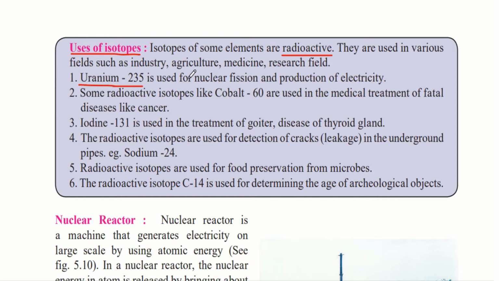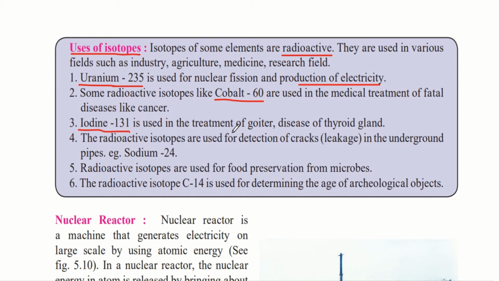Uranium-235 is used for nuclear fission and production of electricity. So, uranium-235 is one of the examples of a radioactive element, used for nuclear fission and also for production of electricity. Some radioactive isotopes of cobalt-60 are used in the medical treatment of fatal diseases like cancer, because this cobalt enters the body and it can kill the cancer cells. Therefore, it is used in the treatment of some cancers.